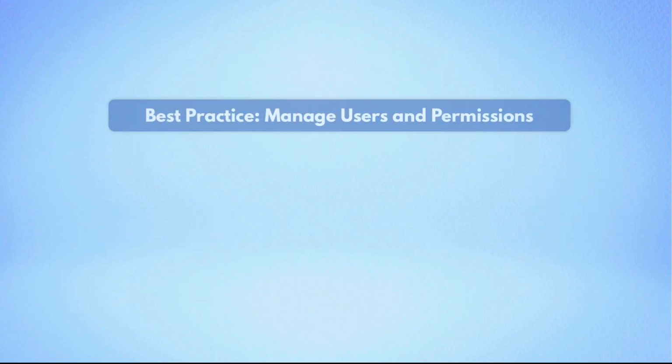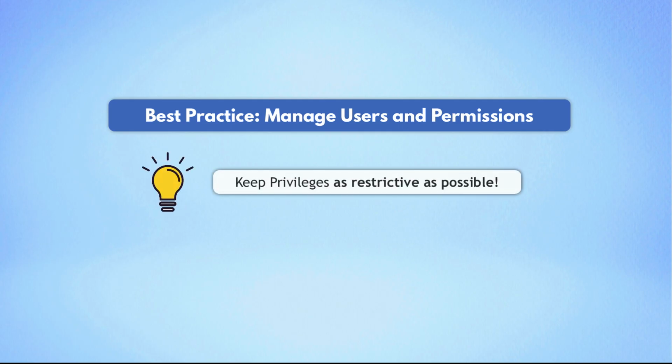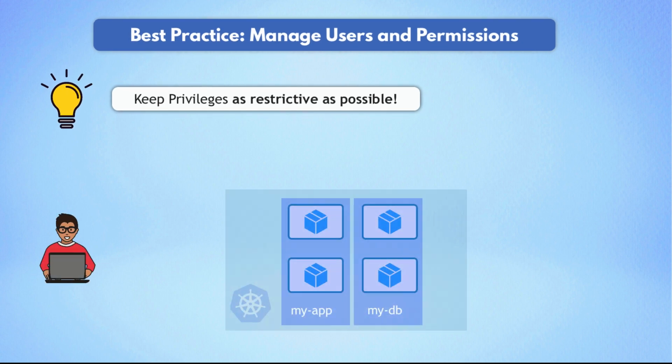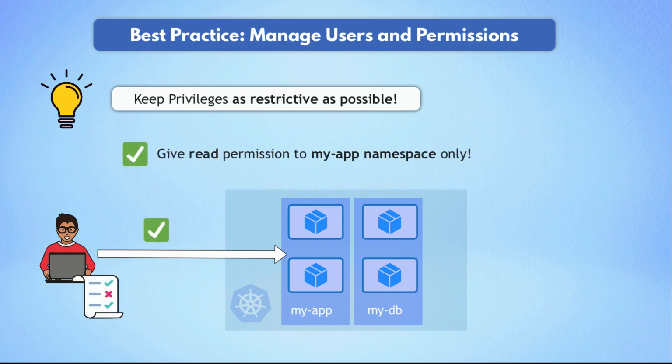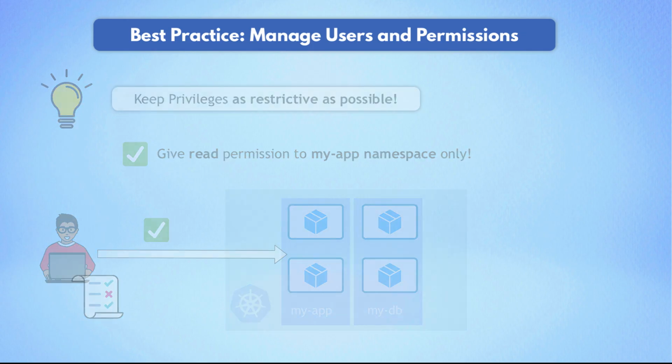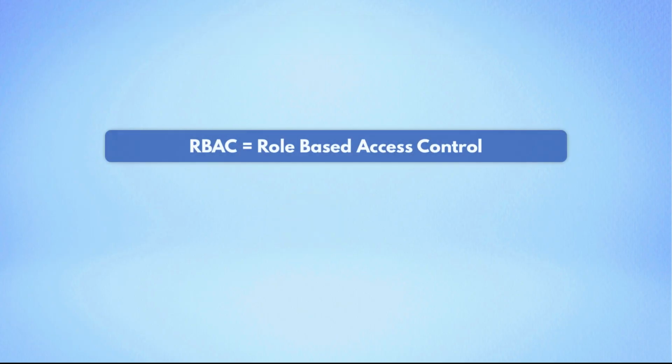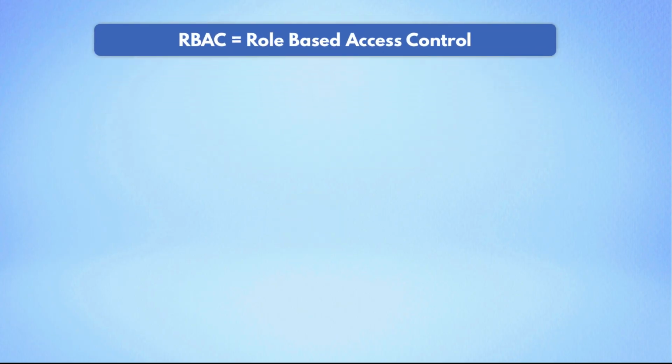Therefore, we need to manage users, roles, and their permissions in Kubernetes. And we need to keep these permissions as restricted as possible. If someone in the team needs access to troubleshoot or debug pods in my app namespace, then they should be given read-only permission to Kubernetes resources in that namespace only. So how do we manage users and their permissions in Kubernetes? For that, we have RBAC, or role-based access control.